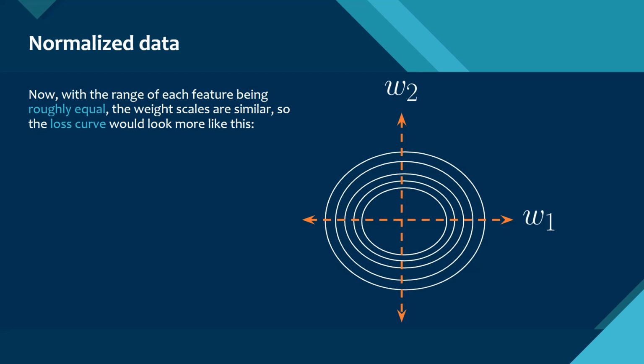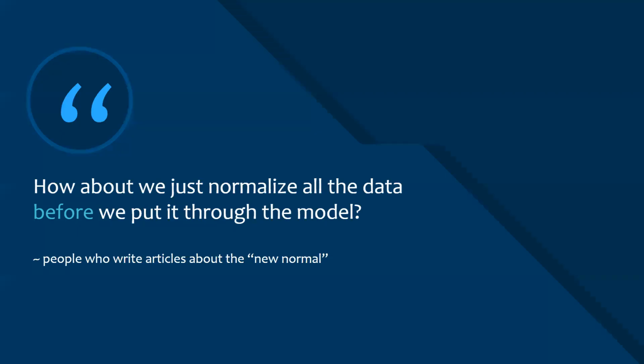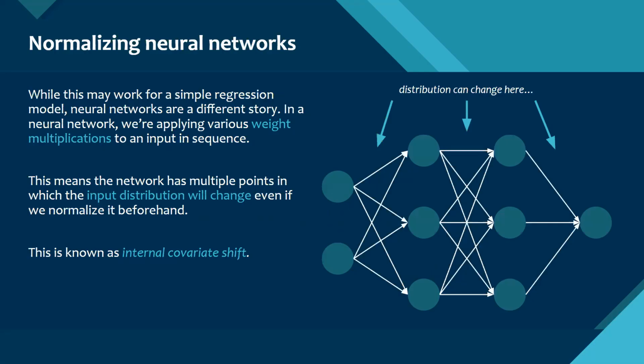Did that make sense as far as why we motivate normalization? Okay, so this is basically a much smoother convergence than what we saw before. And we talked about what we should do to normalize our data.